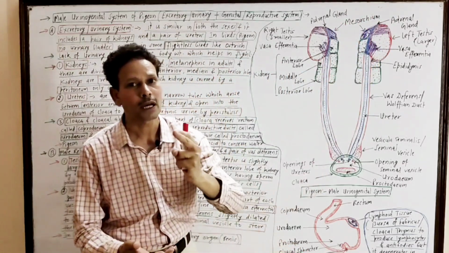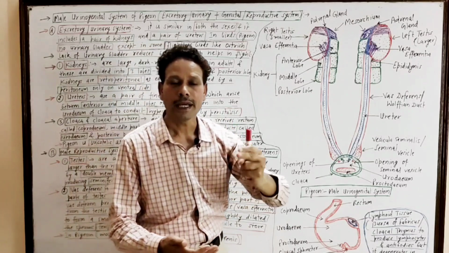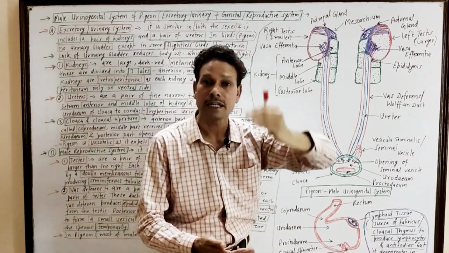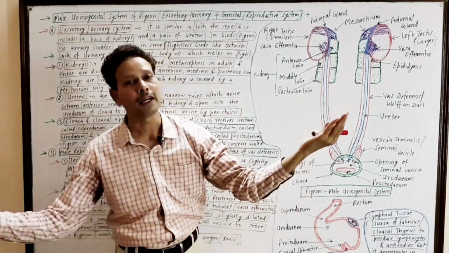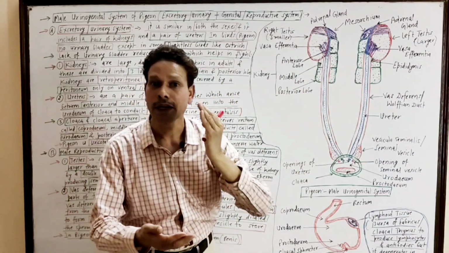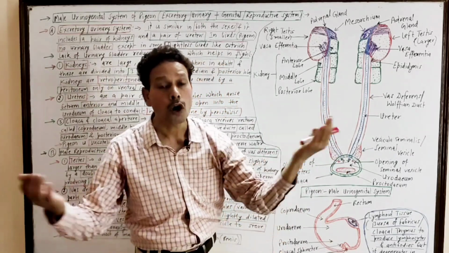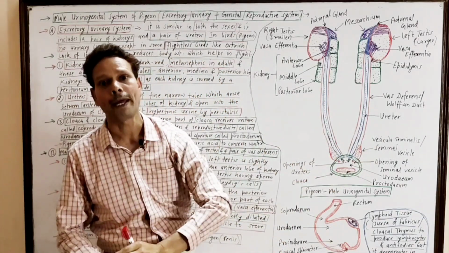Note down, competitive exam students. In case of pigeon, in case of birds, in order to reduce the body weight, that is a characteristic feature of flight adaptation, no urinary bladder. As well as in case of male reproductive system, no copulatory organ, no sex organ, no penis.